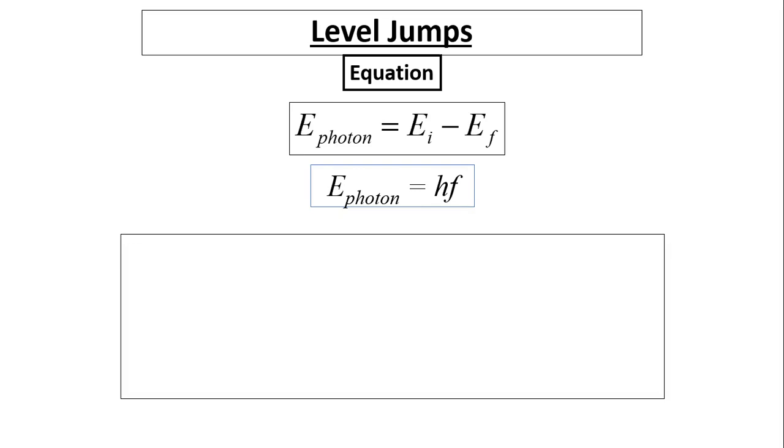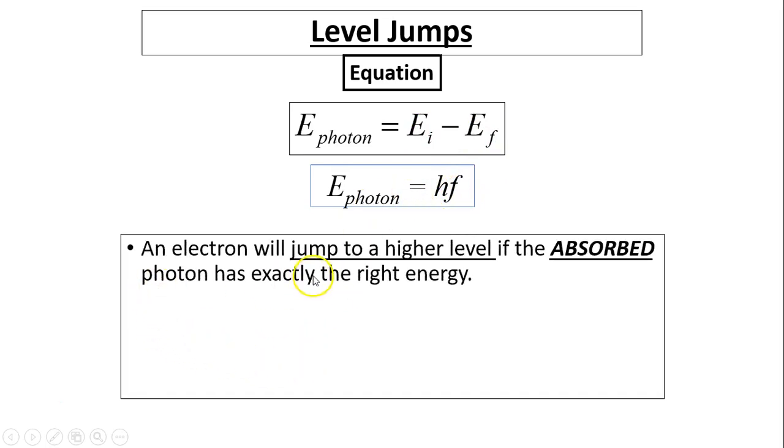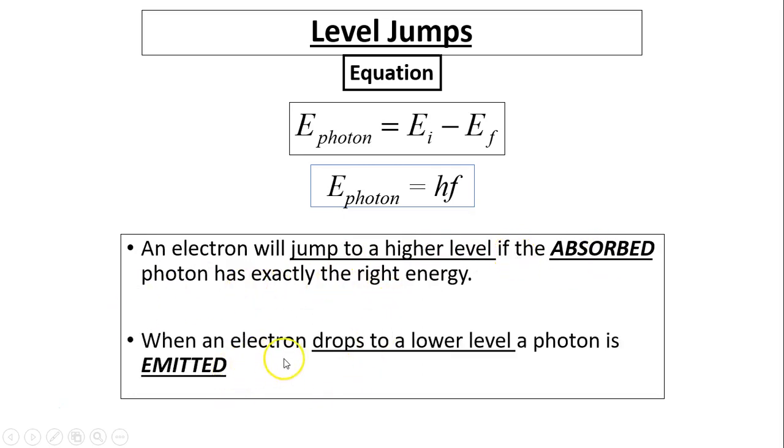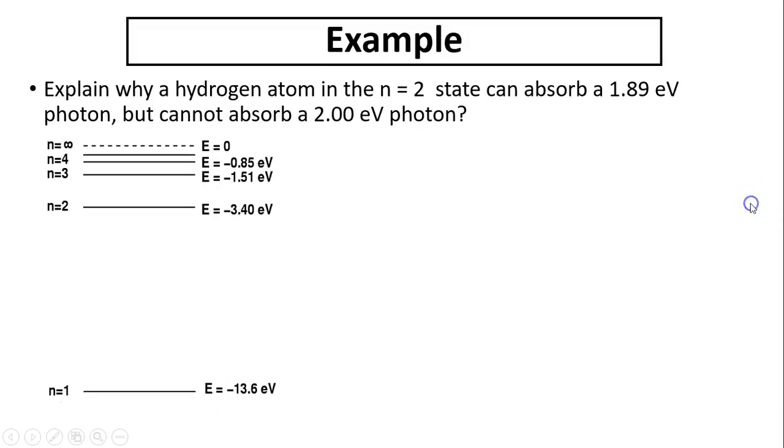Here is the energy level jump. E photon equals initial minus final, and for the frequency we can use E photon equals h times f. You have to be careful with the energy diagram: this is in electron volts. In order to find the frequency, we have to convert electron volts to joules. So an electron will jump to a higher level if the absorbed photon has exactly the right energy. When an electron drops to a lower level, a photon is emitted.